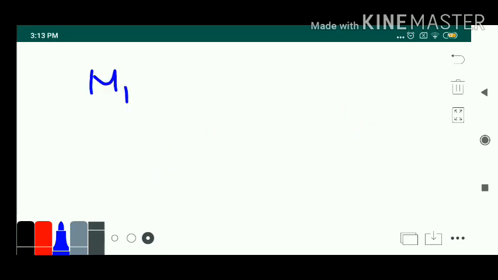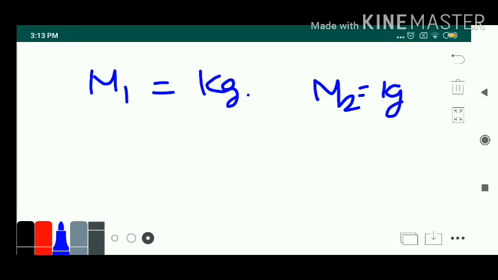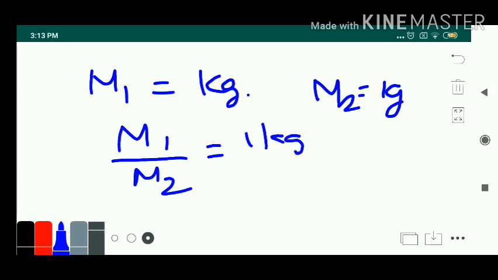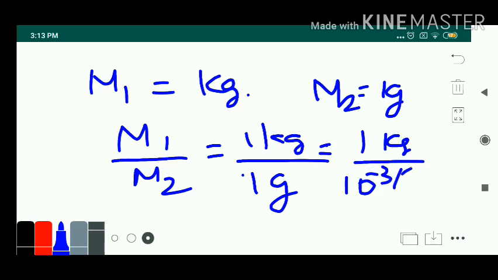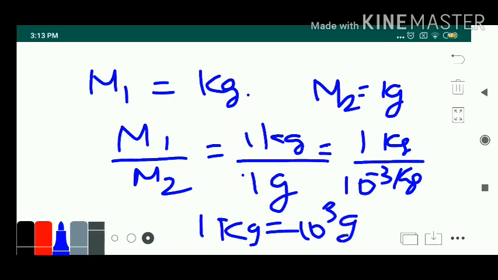Suppose M1 is given in kilogram and M2 is in the CGS system, which means M2 is gram. So M1 by M2 is a unit conversion. If I am writing M1 as 1 kilogram and the unit of M2 as 1 gram, then the next step I can write 1 kilogram divided by 10 to the power minus 3 kilogram. Why? Because 1 kilogram is equal to 10 to the power 3 gram. So just like the previous case, we are using the dimension formula analysis as a difference, but the entire steps are the same as the previous cases. Clear?